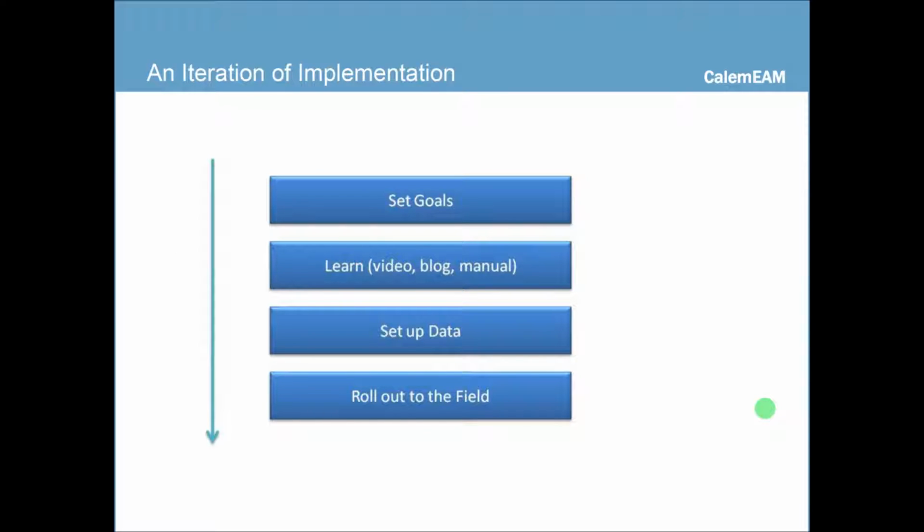One of the pain points of adopting a CMMS solution is the implementation. Today, I'm going to introduce the iterations of implementation, or baby steps, that can be effective in implementing a CMMS solution. An iteration of implementation involves goal setting at the beginning, learning the functions to implement, setting up data for that function, and rolling out that function to the field.